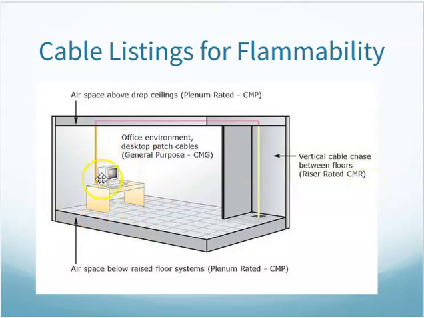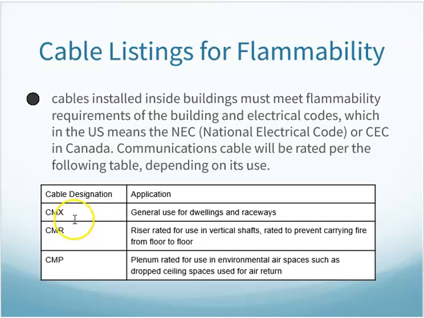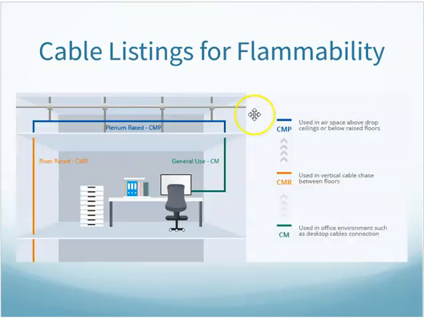If I'm just connecting a patch cable out here at the desk, just in this room, it can be general purpose, CMG, or they use CMX here. CMX and CMG you'll see. Here's another picture of the same kind of idea. Between floors, closet here to closet there, would need to be riser rated, CMR. Out in the general connection at the work desk, a patch cable can be CMG. And above the ceiling, any horizontal cabling would need to be plenum rated, CMP.